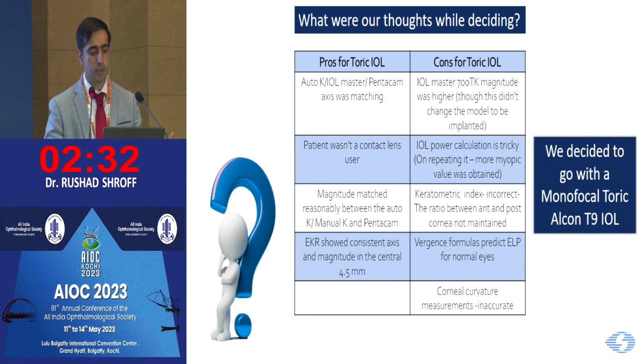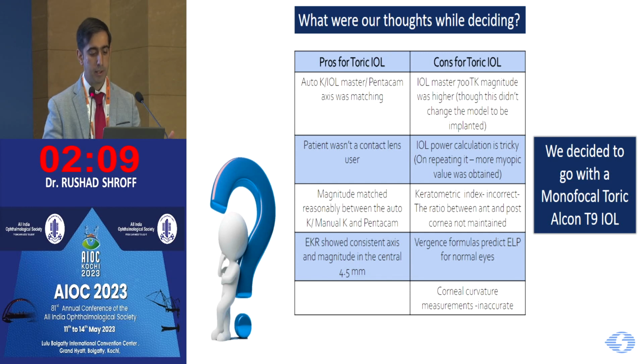The pros for the toric IOL were that the auto K, the IOLMaster, and the Pentacam axis was matching. The patient was not a contact lens user. The magnitude matched reasonably well between the three devices, and it showed consistent axis and magnitude in the central 4.5 mm zone. The cons for the toric IOL was that the IOLMaster 700 TK magnitude was higher than what was coming in the Pentacam.